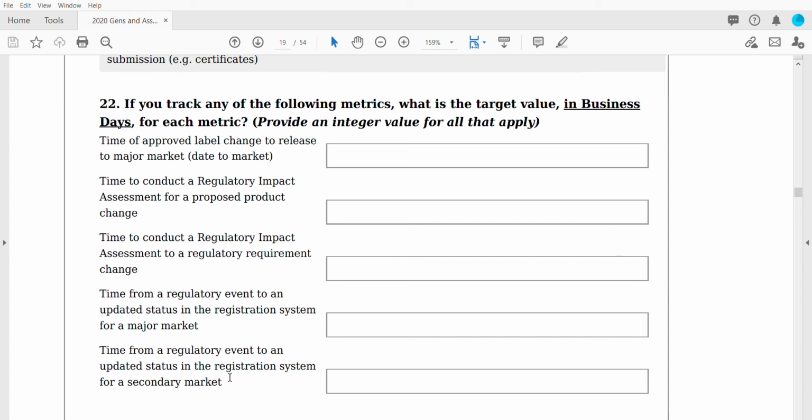Companies that measure that, it tends to be either 3 or 5 business days. So instead of the actual value, because some companies were worried about confidentiality, we thought it'd be more interesting to get the target value. This might be in an SOP or work instruction or in a goal and objective in business days. So again, using the example, time from a regulatory event to an updated status in your registration system, it could be 3, could be 5, 7, whatever the value is, please provide an integer value. So that's it for this section.